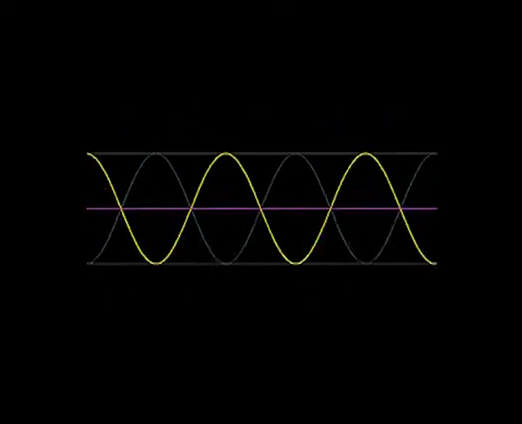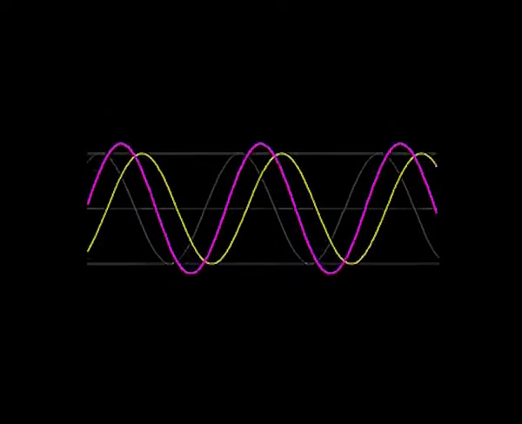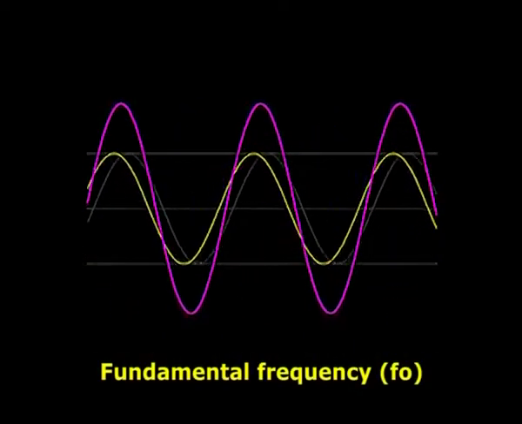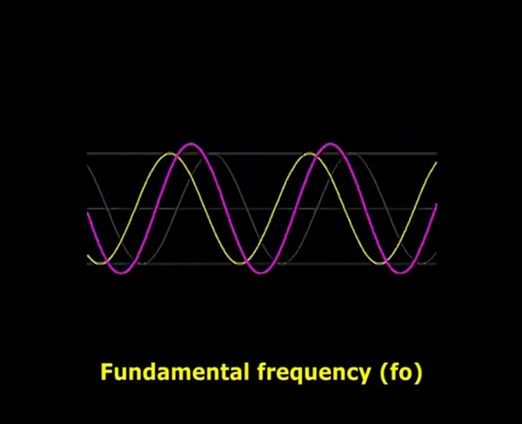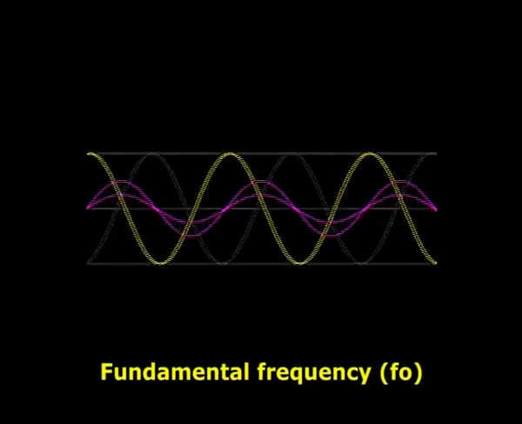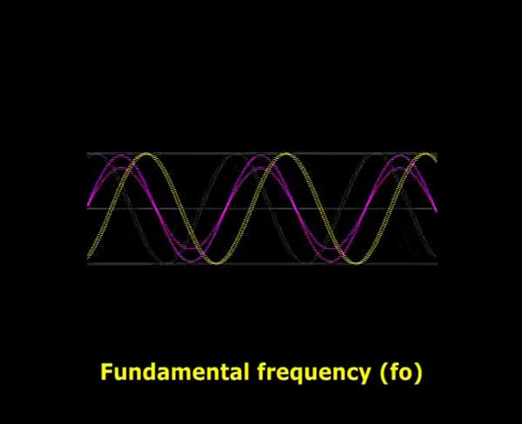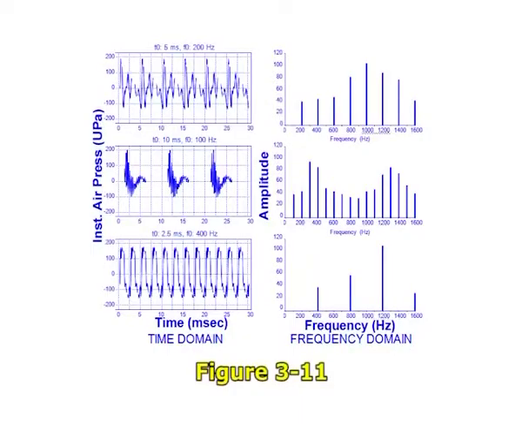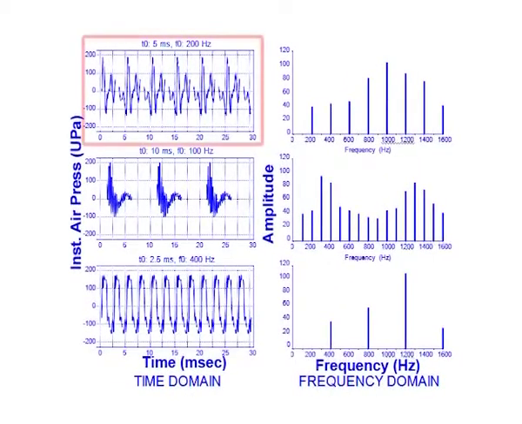The symbol for fundamental period is T0, and for fundamental frequency, F0. F0 is calculated from fundamental period using the same kind of formula that we used earlier for sinusoids. The signal in the top panel of figure 3.11 has a fundamental period of 5 milliseconds, so fundamental frequency is 1 divided by 0.005, which is equal to 200 Hz.